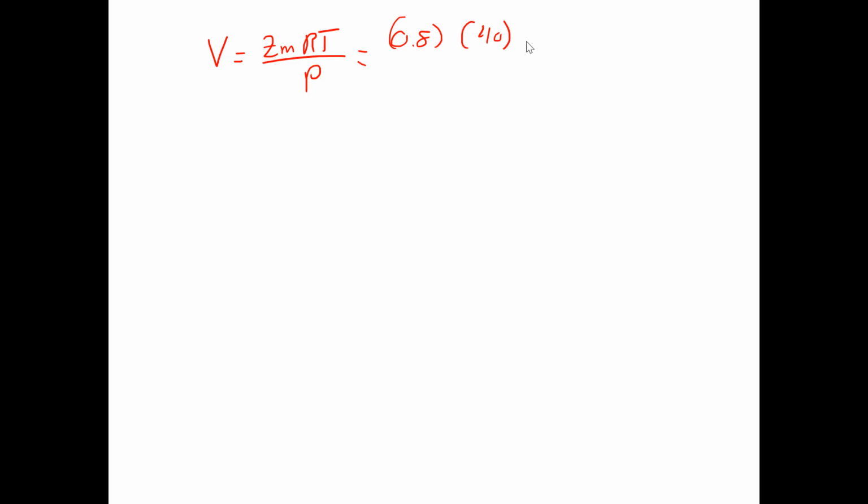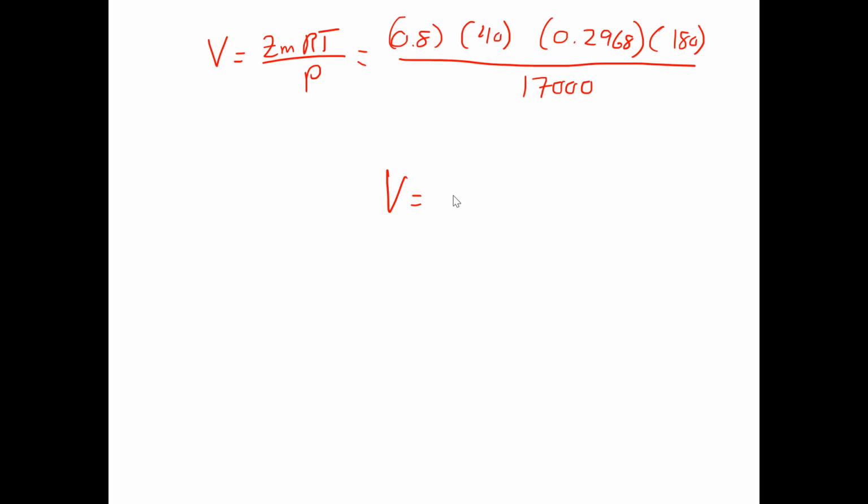The mass is 40 kilograms. If you go back to the table, you'll find that the gas constant for nitrogen is 0.2968. The temperature is 180 Kelvin, and the pressure is 17,000 kilopascals. You find that the volume is 0.1 meters cubed. So that is a basic approach on how to use the compressibility factor.